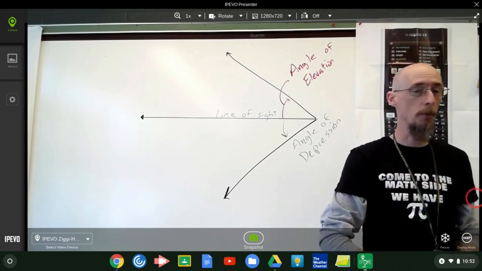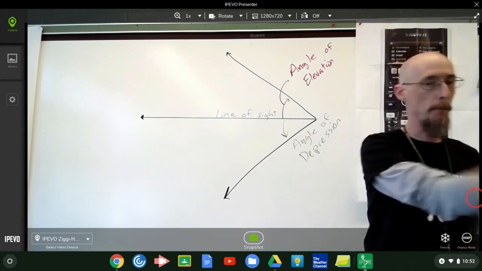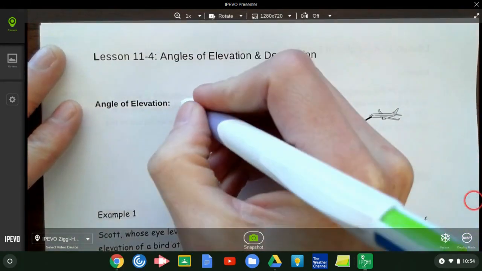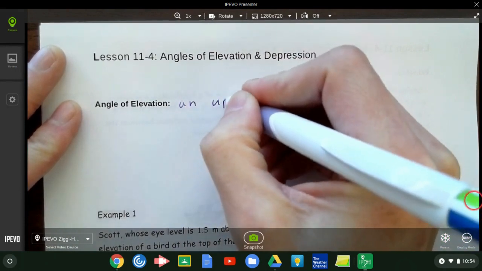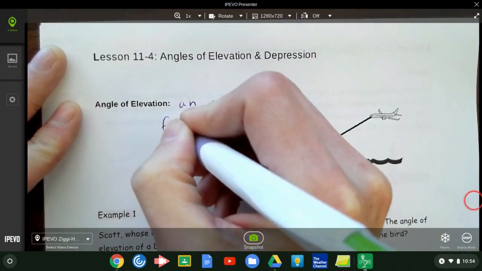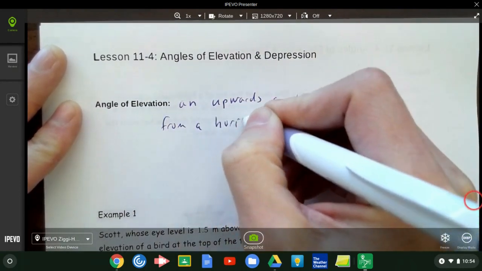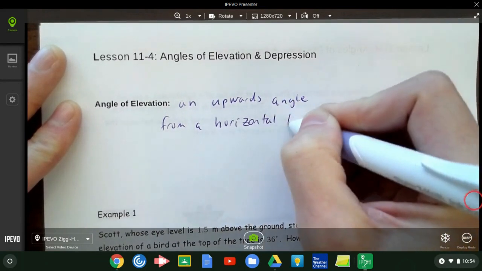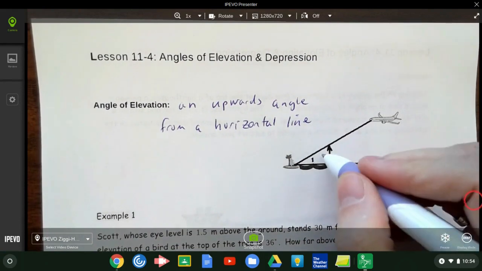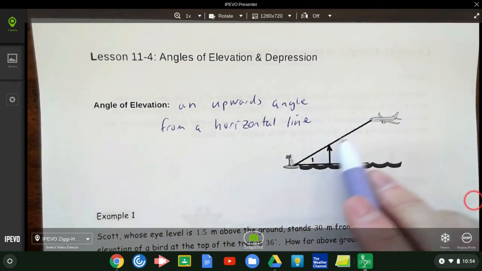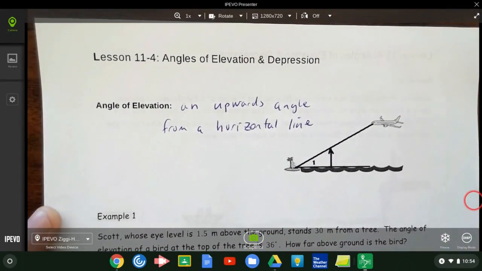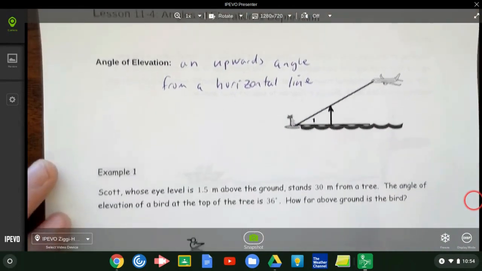Okay, so go to our worksheet. We're going to take a look at that. Looking at this, let's define these two angles. An angle of elevation is an upwards angle from a horizontal line. So here's my horizontal line. The angle is upwards. So this angle 1 is an angle of elevation looking up to the airplane. Using that type of problem, we can now figure out some trig problems.